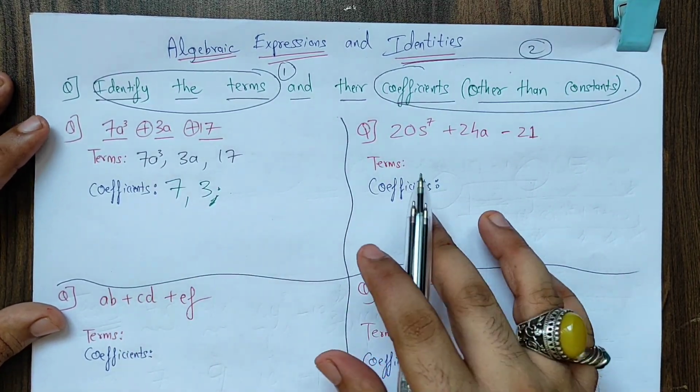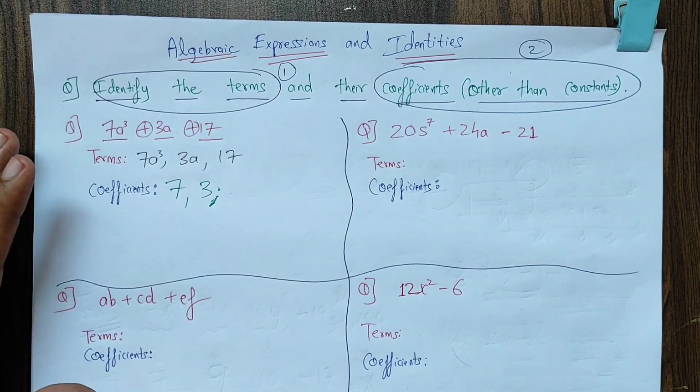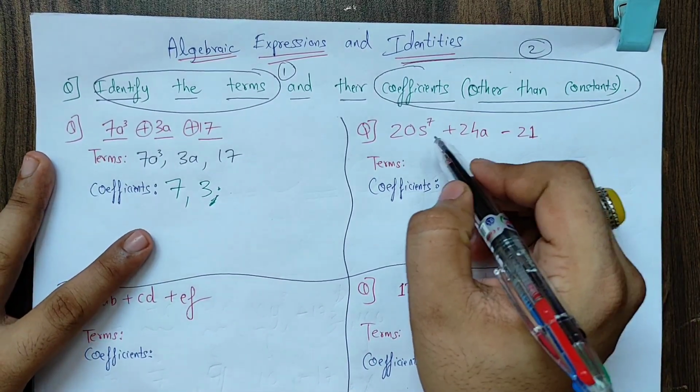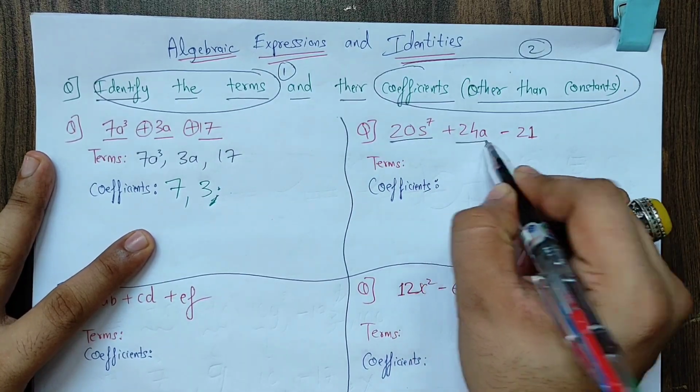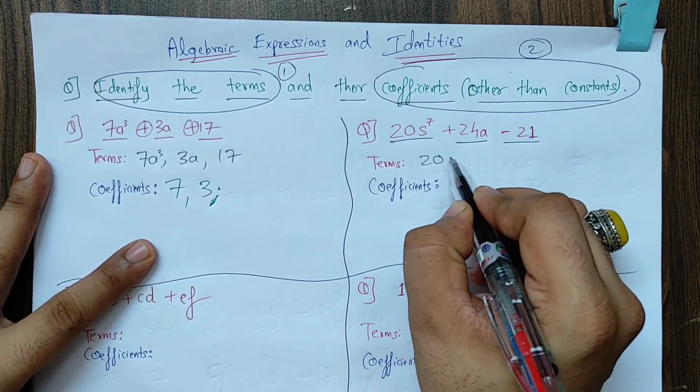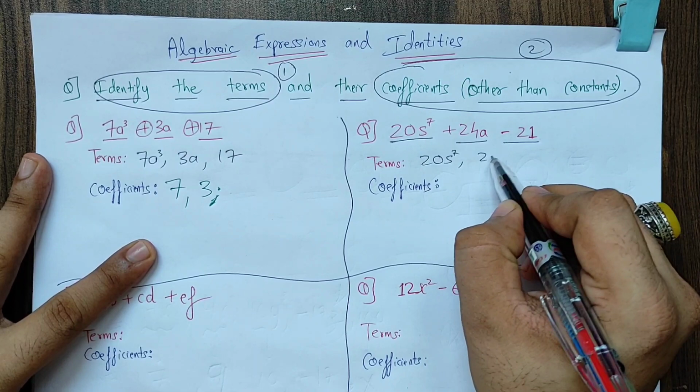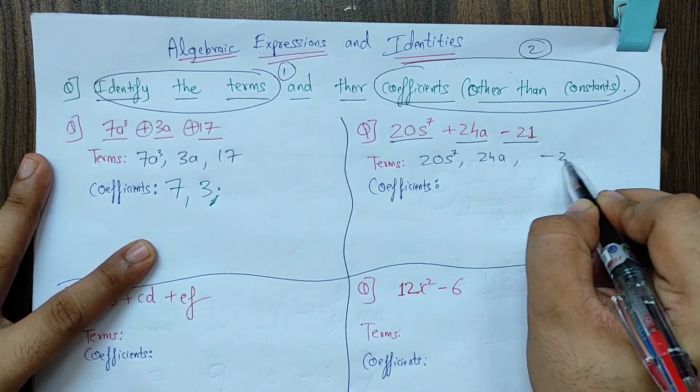Okay, let's very quickly solve another question please. Now you can increase our speed please. So this is the first term, second term and third term. So the terms are 20s raised to 7, 24a, minus 21.